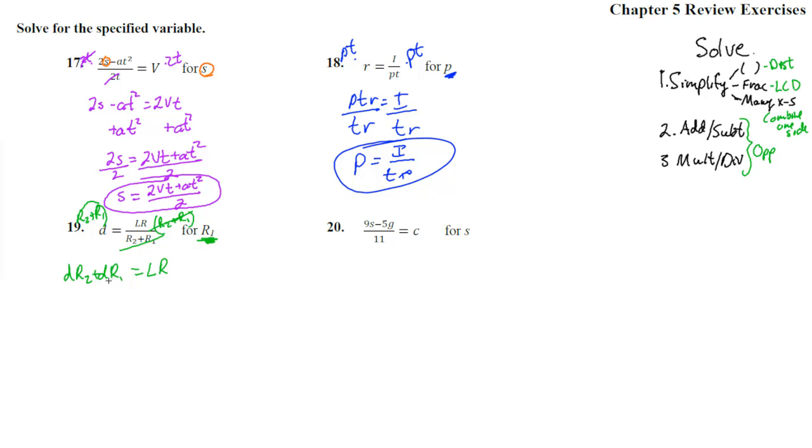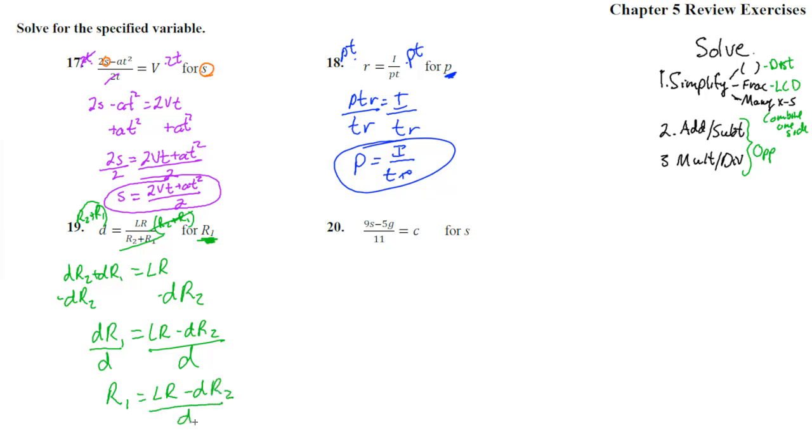Okay, we're trying to get R1 by itself. We got rid of the fractions. Do we have many R1s? Nope. Add or subtract. So subtract the dr2 from both sides. Look at that. We're down to dr1 equals this ugly mess over here, but we don't even care what that is. Now we just have to divide by the d, not the R1. We're trying to keep the R1 by itself. Divide by the d. We get R1 equals LR minus dr2 all over little d.